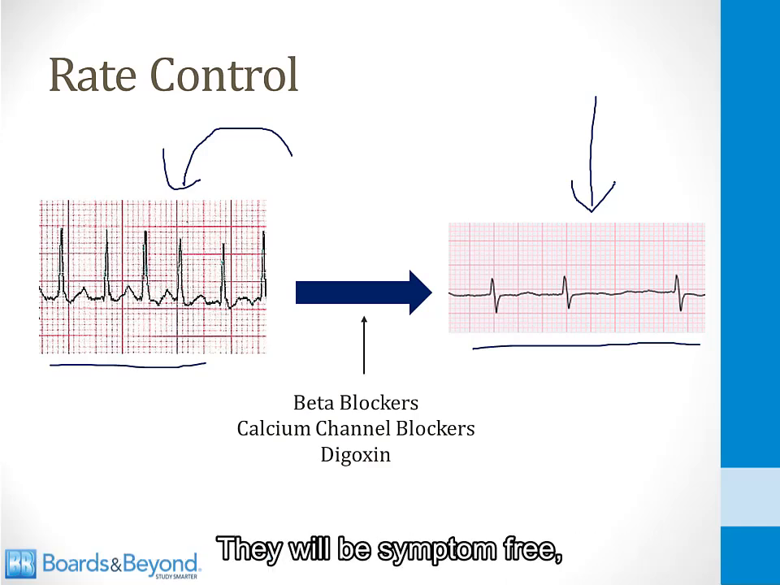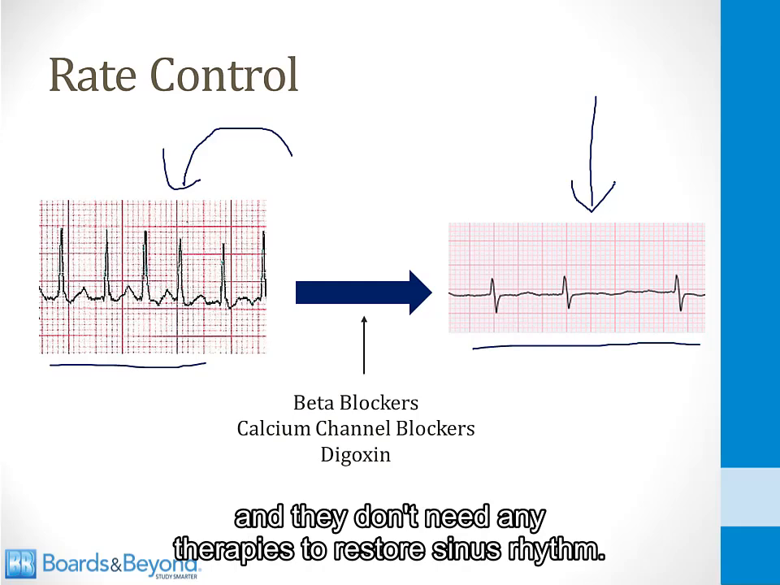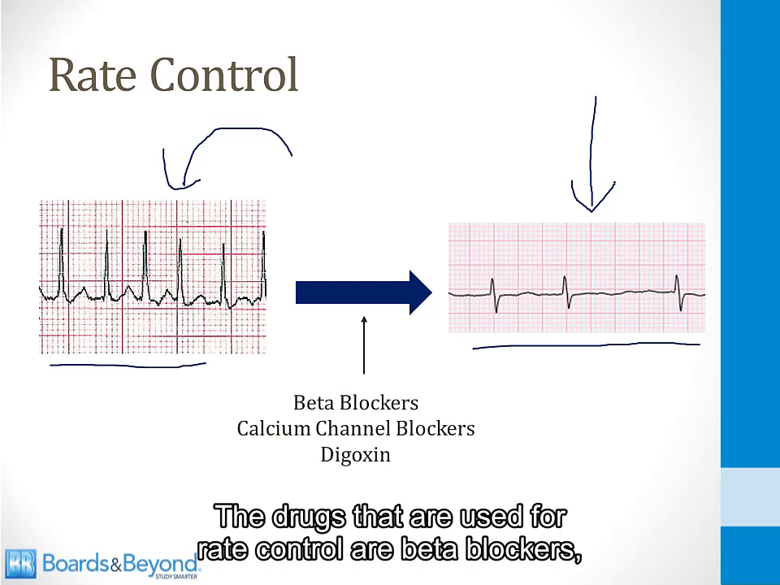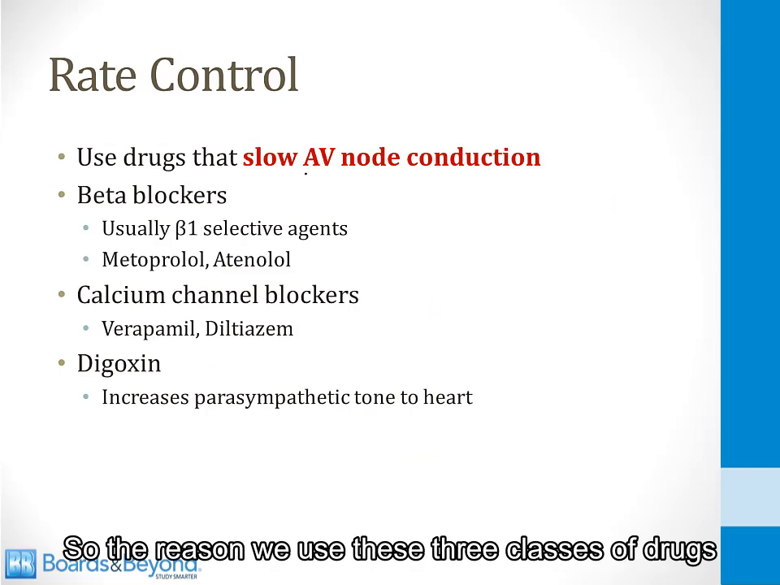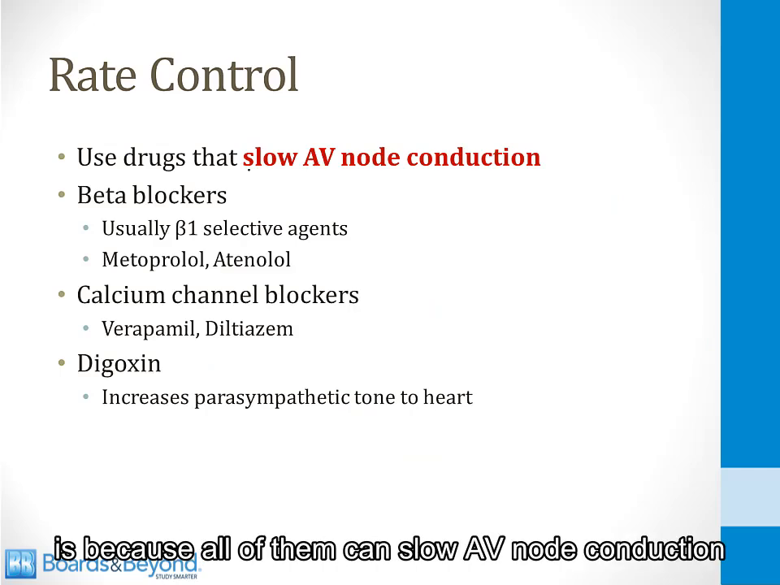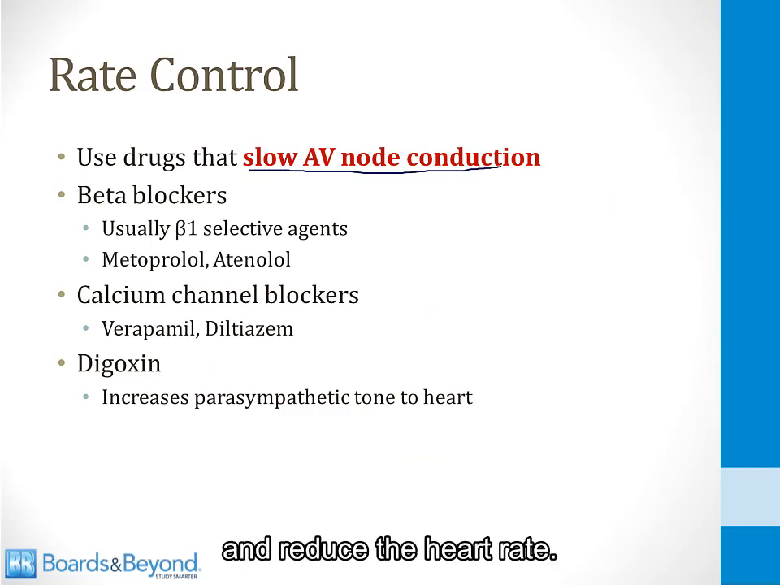They will be symptom-free, and they don't need any therapies to restore sinus rhythm. The drugs that are used for rate control are beta blockers, calcium channel blockers, and digoxin. The reason we use these three classes of drugs is because all of them can slow AV node conduction and reduce the heart rate.